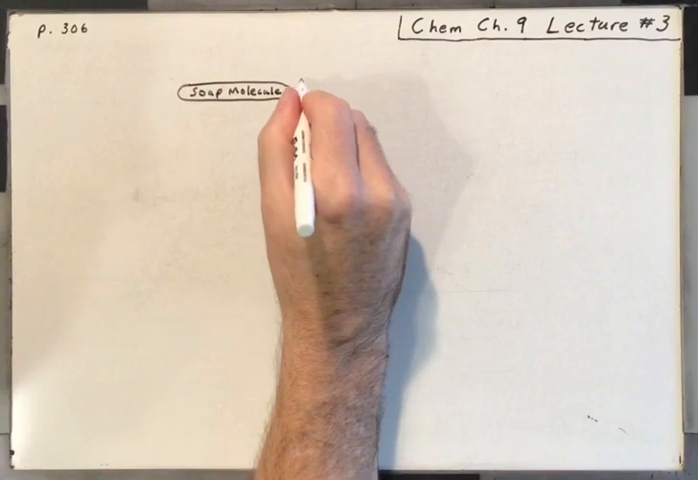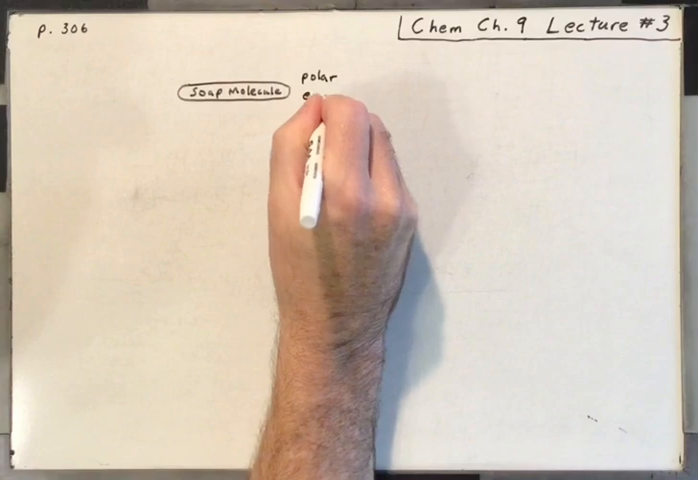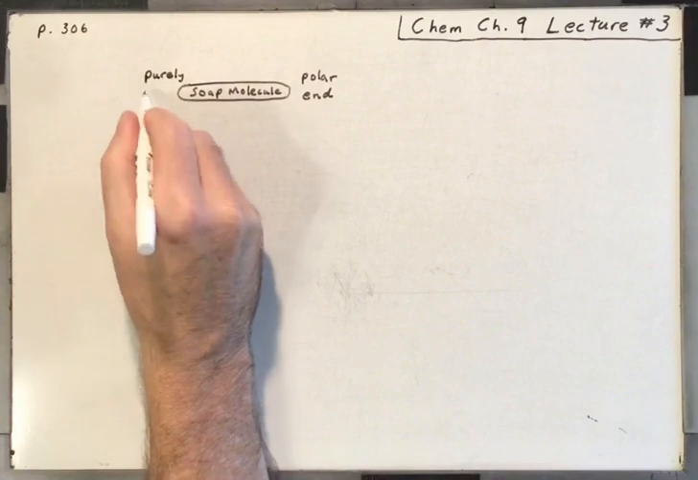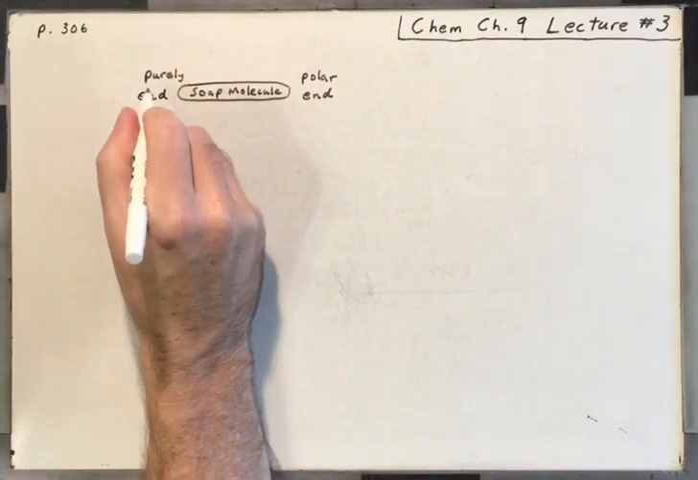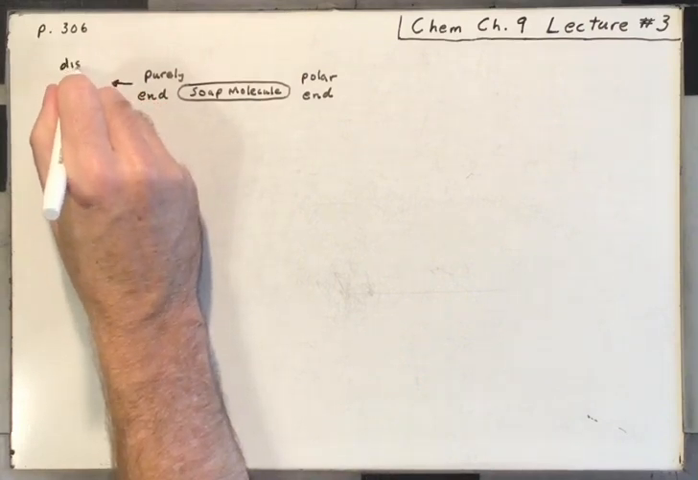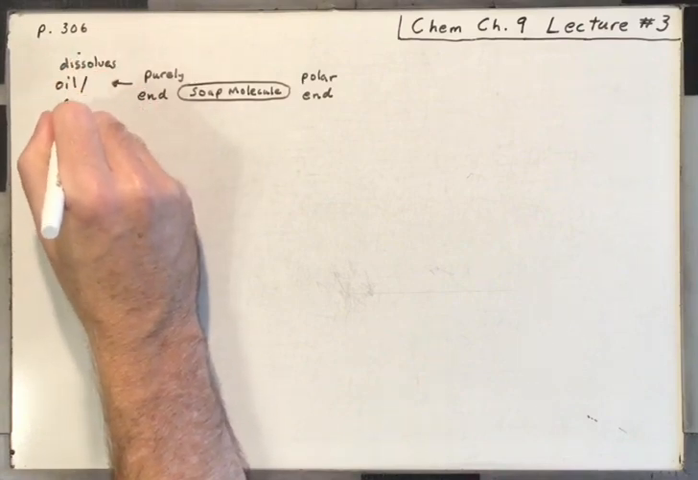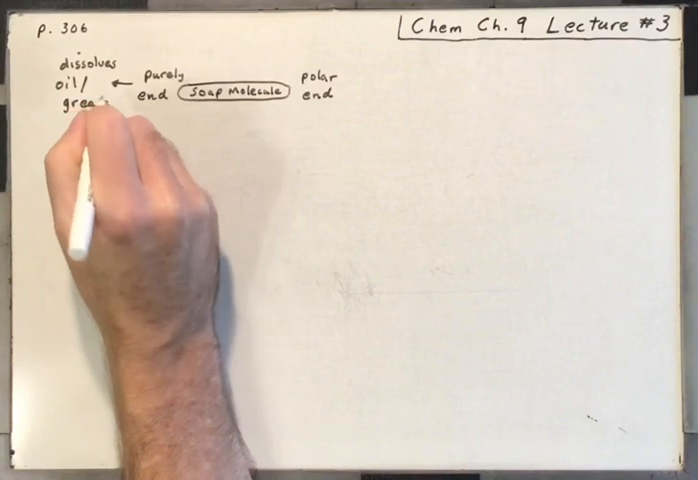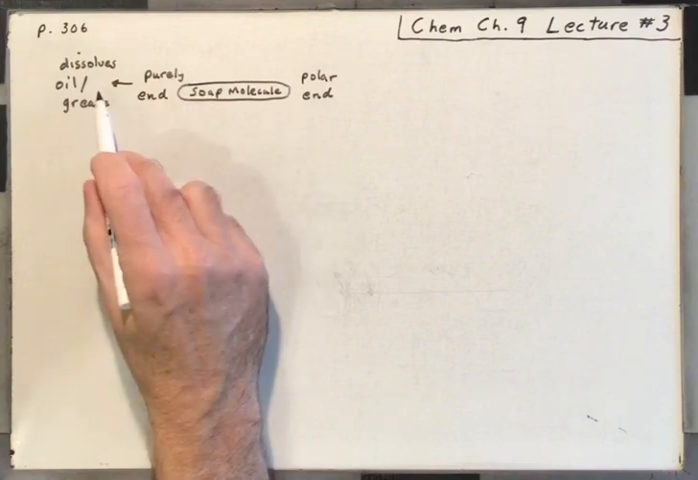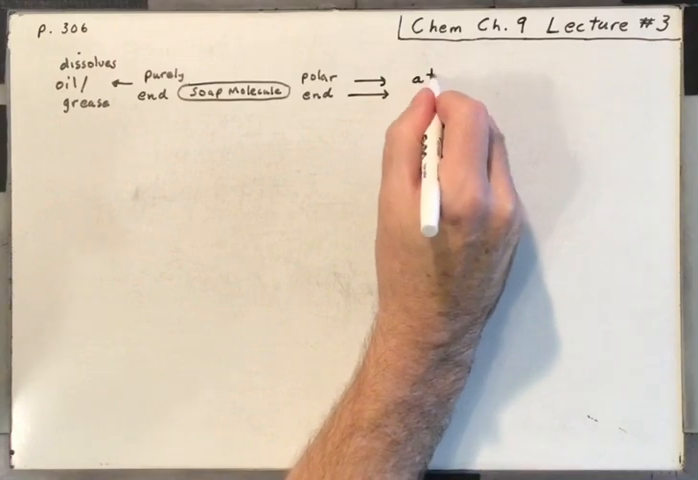All right, and let's say that this is the polar end, and this is the purely covalent end. So this side dissolves oil and grease because oil and grease are purely covalent. So the purely covalent end of the soap molecule will dissolve that. And then the polar end is attracted to water.